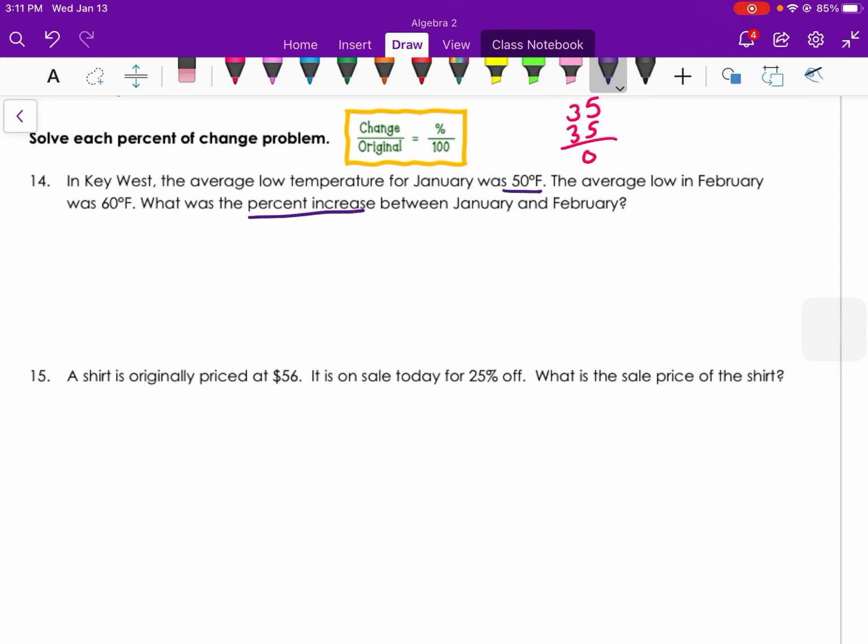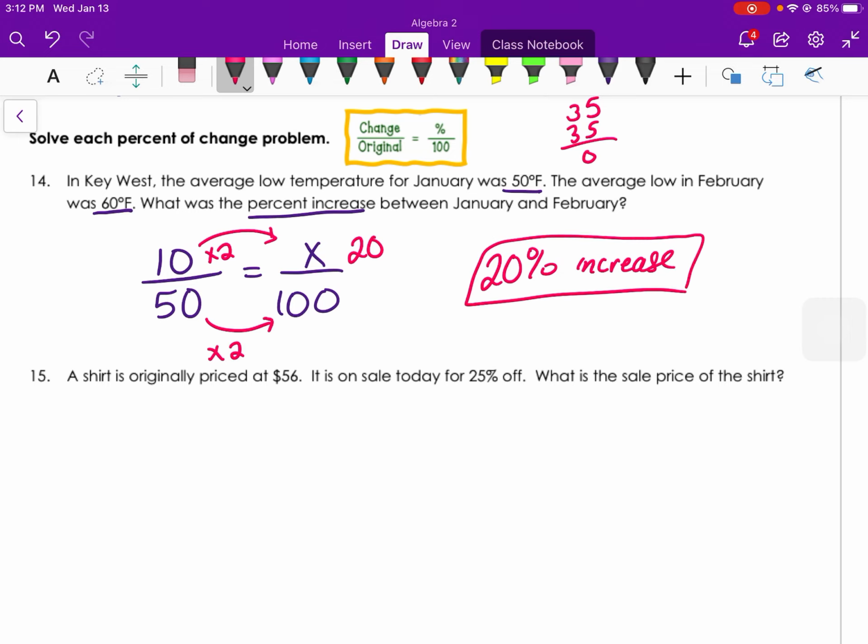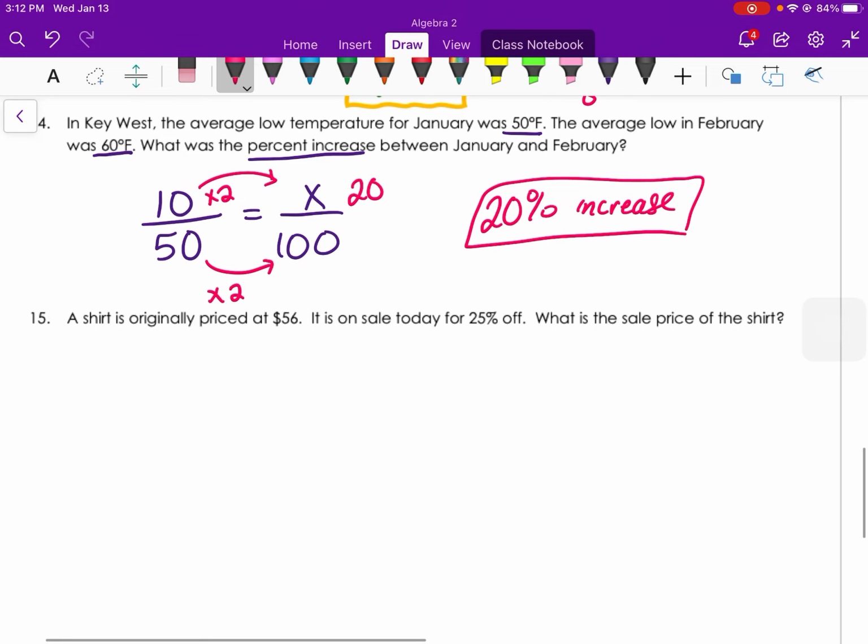It was 50 degrees and then it was 60 degrees. That is a 10-degree change. So the change would be 10 degrees and the original was 50. What percent is that over 100? 50 times 2 is 100, so 10 times 2 is 20. So it is a 20% increase here. 20% increase. All right, and then we'll do one more.